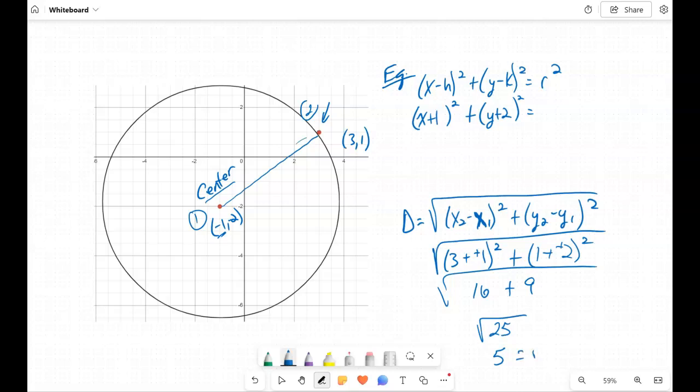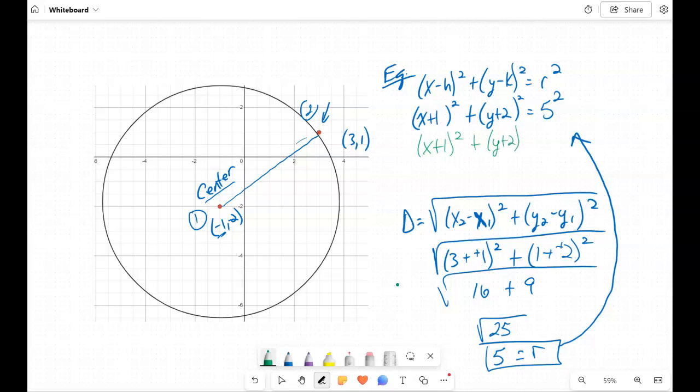So my radius is 5, and I can now bring this back up to my circle equation where I need to know the radius squared. That would be 5 squared, and if we're simplifying this to totally round it out and finish up, it would be x plus 1 squared plus y plus 2 squared is equal to 25. And that would be the equation of my circle. That would ensure that I have a circle at the correct location with the correct size or the correct radius.